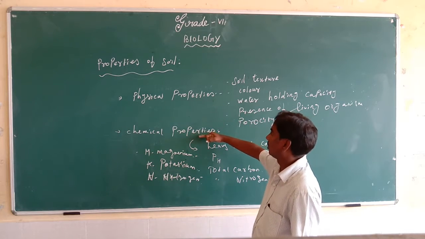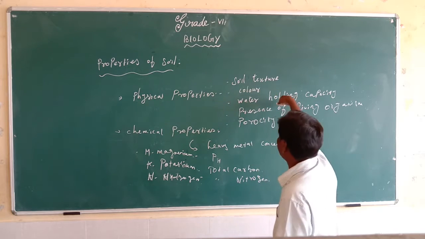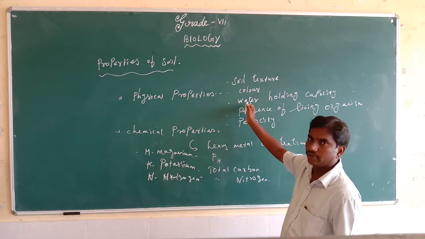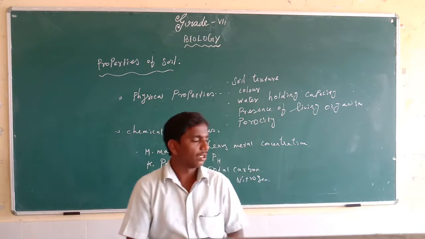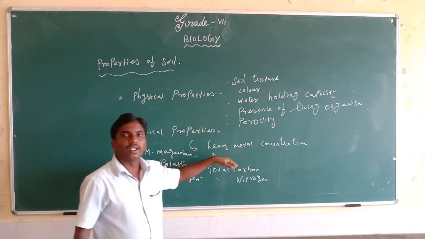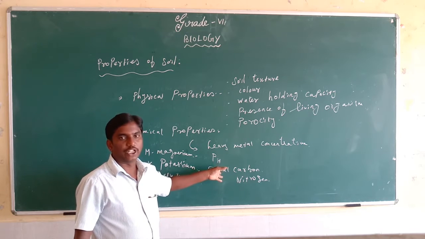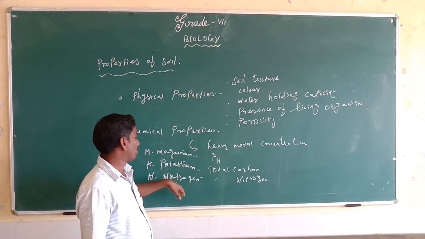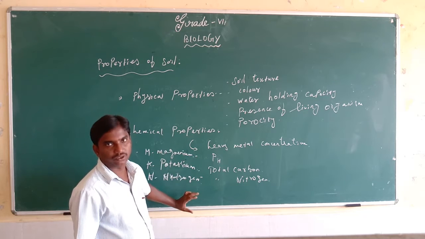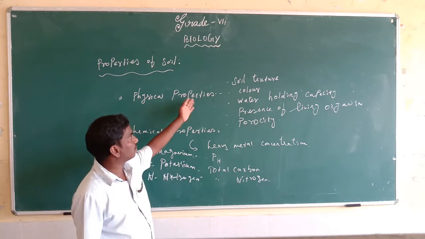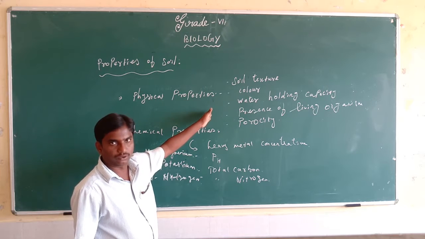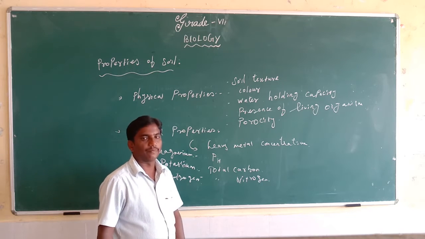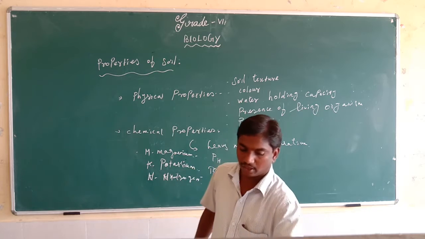These are two very important points. The physical properties are soil texture and color, water holding capacity, the presence of living organisms, and porosity. The chemical properties are the heavy metal concentration, pH, total carbon, total nitrogen, magnesium, potassium, and hydrogen. Just write this in your book, because these properties are not given in our book. Take your book and copy it. And next, the filtration rate of water in the soil.